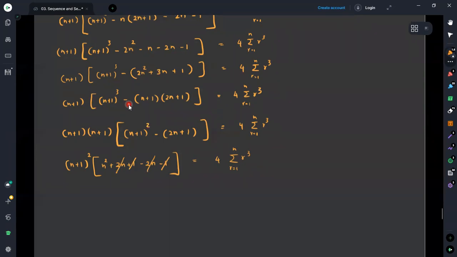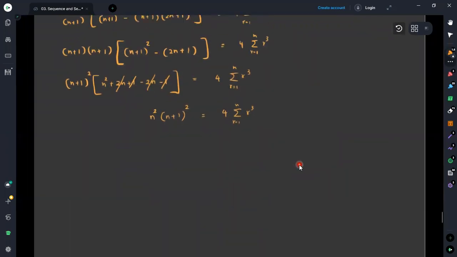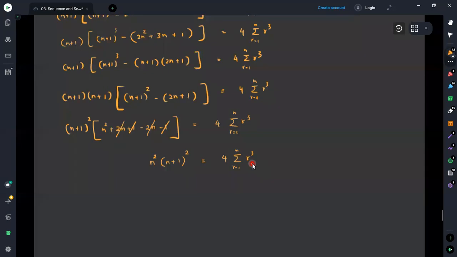is now n squared times (n plus 1) squared equals 4 times the summation of r cube, where r goes from 1 to n. Now we need to obtain an answer for the summation of r cube. Therefore, I have to divide both sides of this equation by 4. Then we'll get n squared (n plus 1) squared divided by 4 equals the summation of r cube, where r goes from 1 to n.